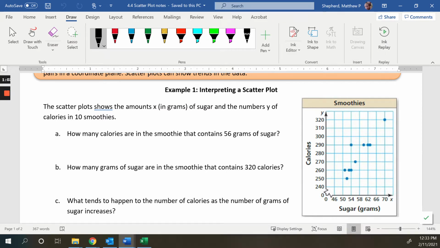But let's go ahead and look at some of these questions so that we can see how to interpret some of the basic parts of the scatter plot. So first, we've got how many calories are in a smoothie that contains 56 grams of sugar. Well, let's see where 56 would be. 56 should be between the 54 and the 58. So we have a dot right there to tell us that. So it was 270 calories.